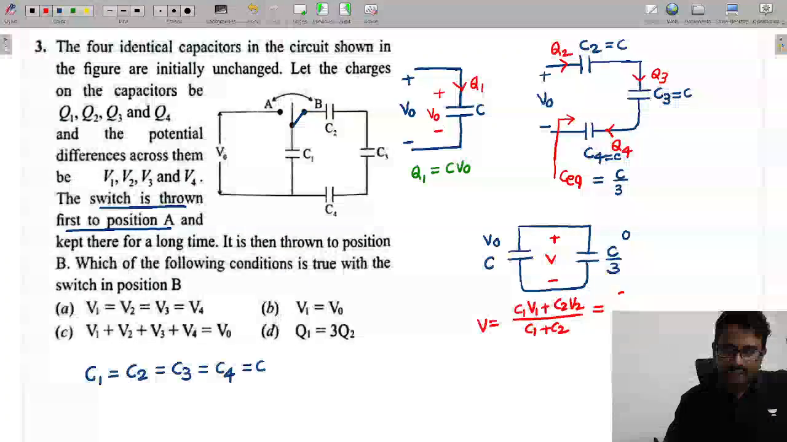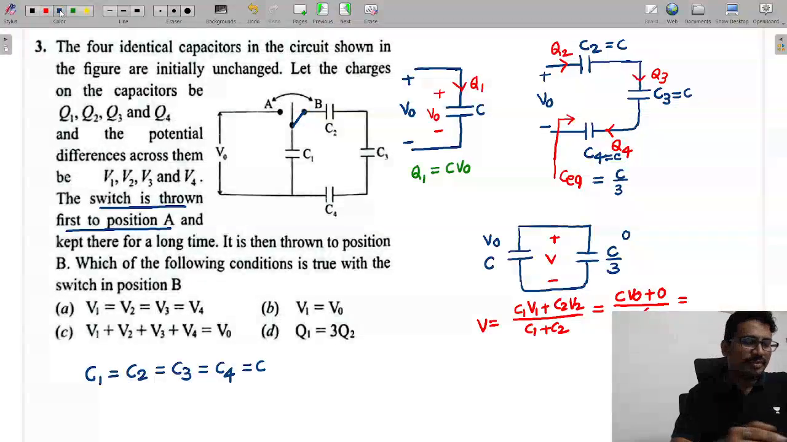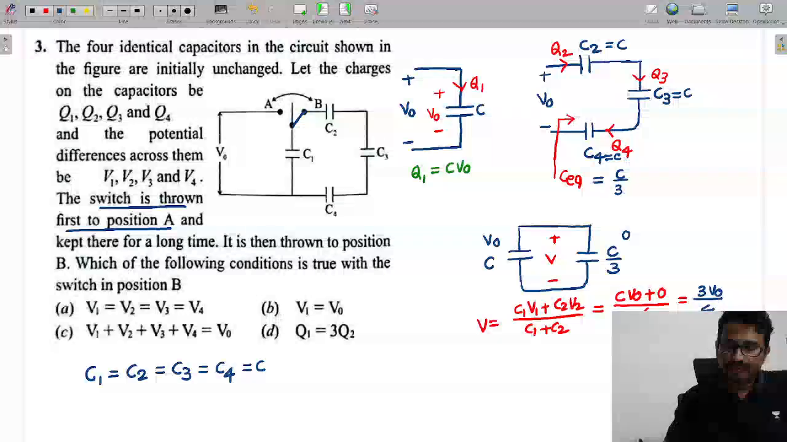So how much is this value, tell me now here, CV. We have this V as V0, and C2 V2 value is 0. So C1 plus C2 is C plus C by 3. So how much will come here? It will come as 3 V0 by 4. This is the common potential after connections.